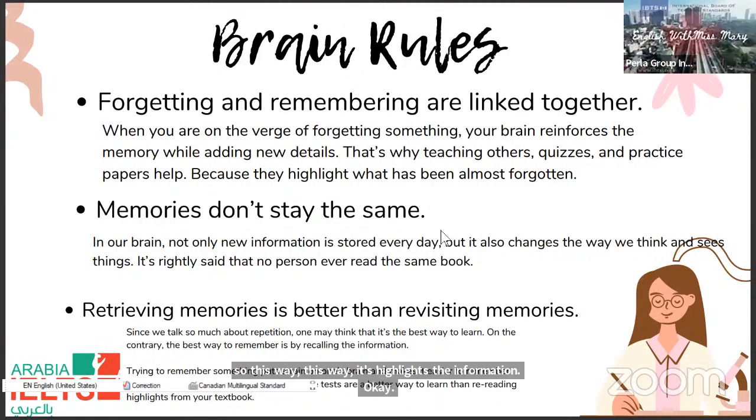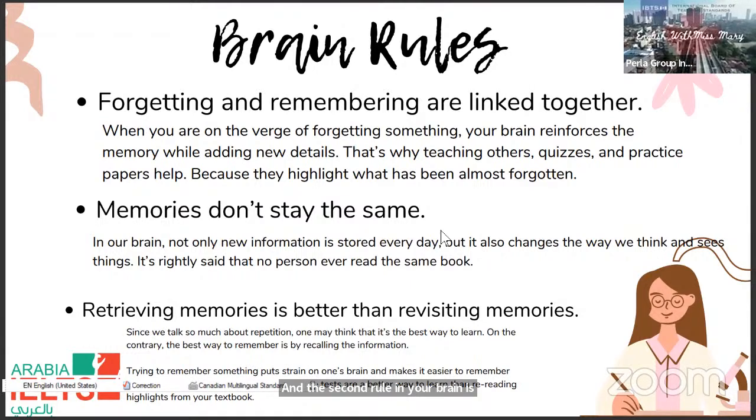And the second rule in your brain is that the memories do not stay the same. Some people had good English in the past and they used to know a lot of words, but because they did not utilize these words, they just forgot about them. That happens to a lot of people, and a lot of my students have the same issue. So it's important to know that every day the same information, or the same word, could be stored in your brain, but it could be reformatted. So it's not the same. Even if you read the same book, it's not going to be the same. Your mind changes as you age.